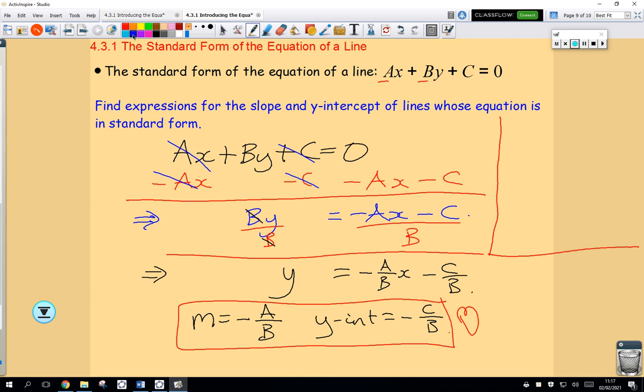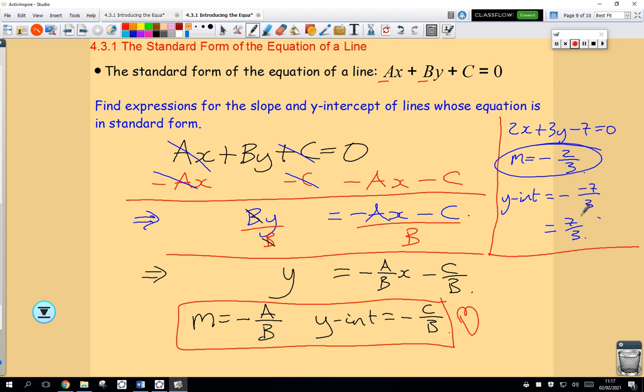So if I had something like 2x plus 3y minus 7 equals 0, I know the slope is going to be the negative of the x coefficient divided by the y coefficient. And the y-intercept is going to be the negative of the constant, negative negative 7, over the coefficient of y, which is of course 7/3. And I could graph that line because I know its slope and I know its y-intercept.